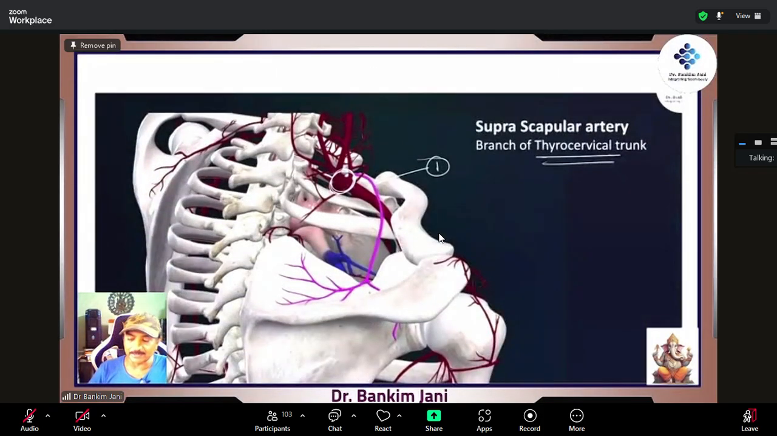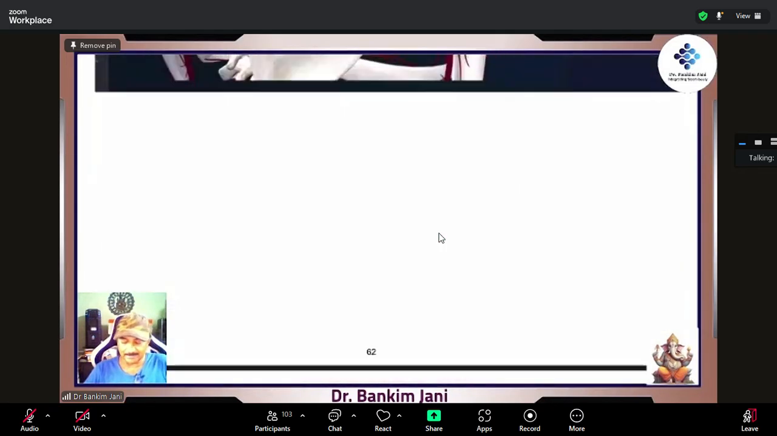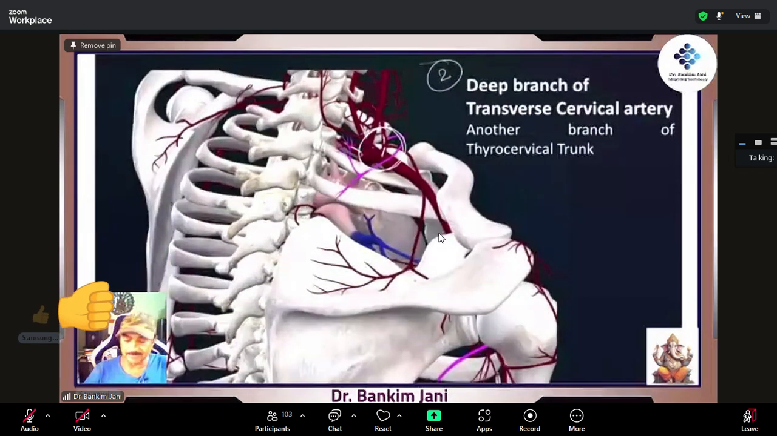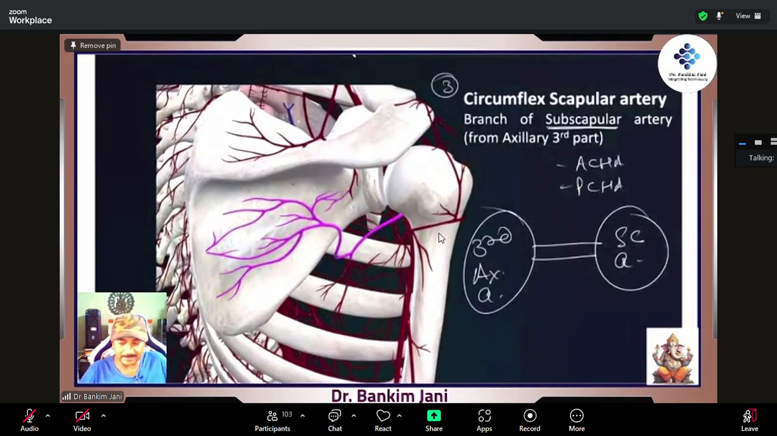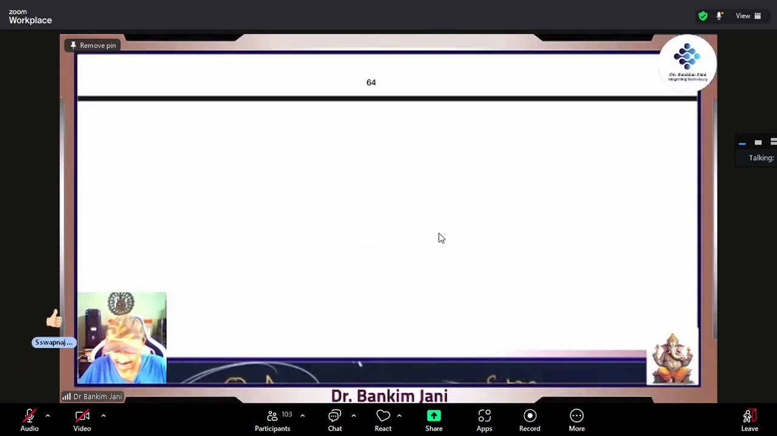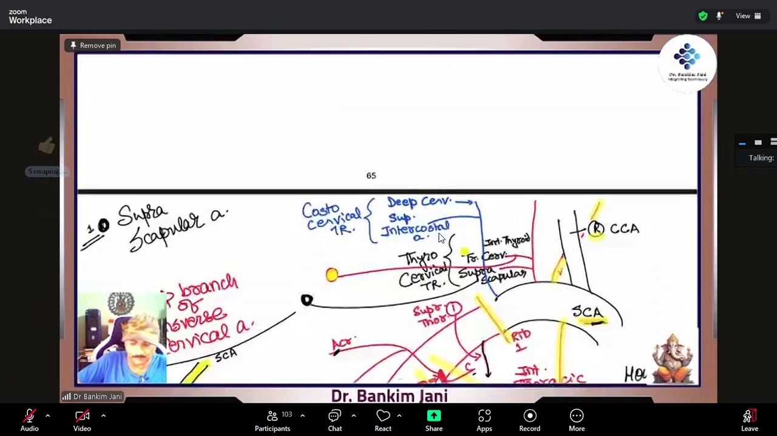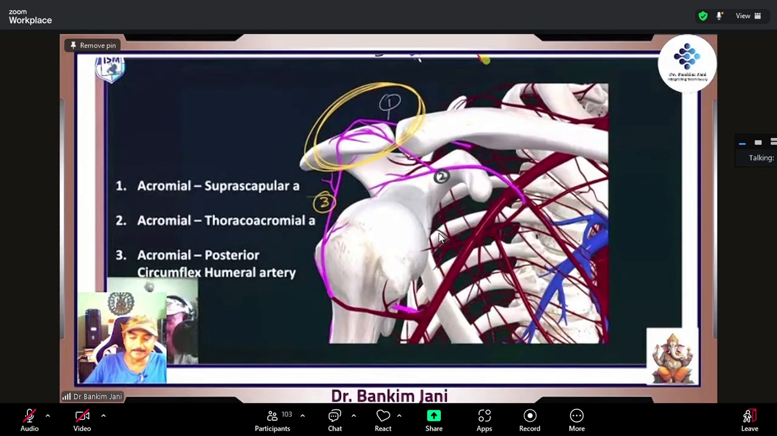This is where we see the suprascapular artery, which is coming from the branch of the thyrocervical trunk, right? Here it is. This is another branch which is just going down. This is the subscapular, right? And that's how it communicates. We drew this, right? So here it is. The three branches, we now see in our sample. The first one is the suprascapular artery. Now this is the suprascapular artery.